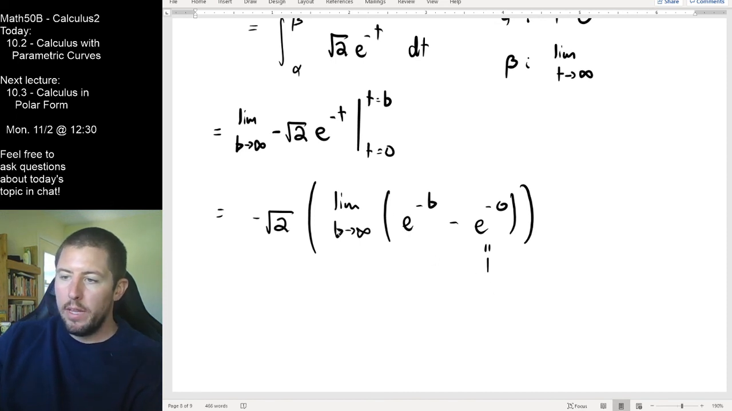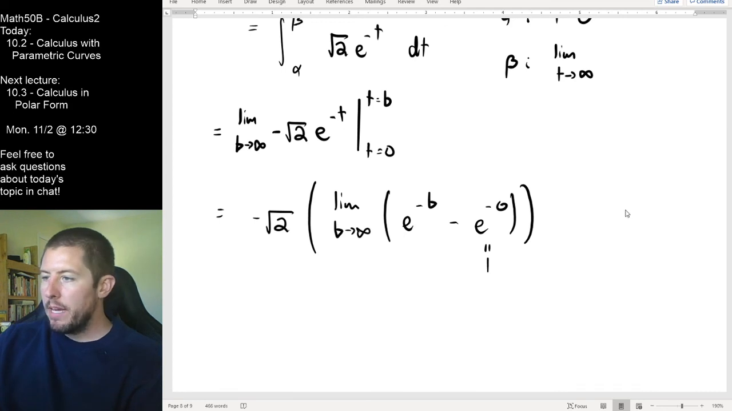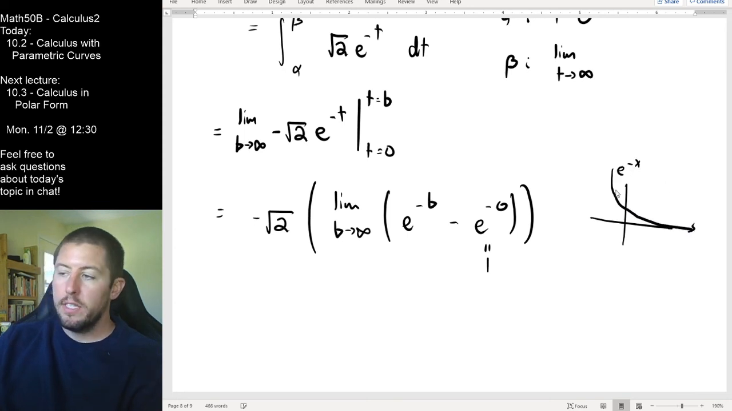And what happens when we let b go to positive infinity for e to the negative b? What you should be picturing here is that e to the negative x looks like this. So as x goes to positive infinity, this gets closer and closer to 0. This is like 1 over e to the infinity power. That's 1 over infinity. That's going to tend towards 0 right there.